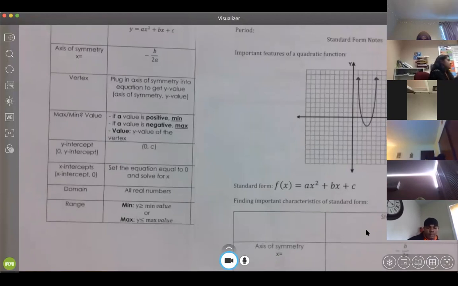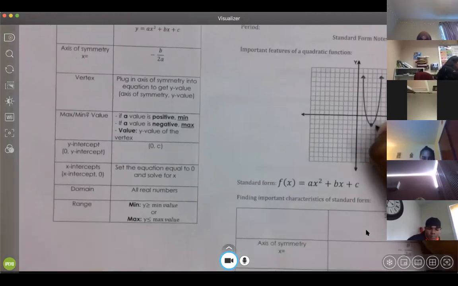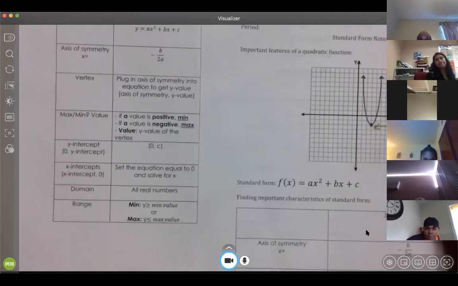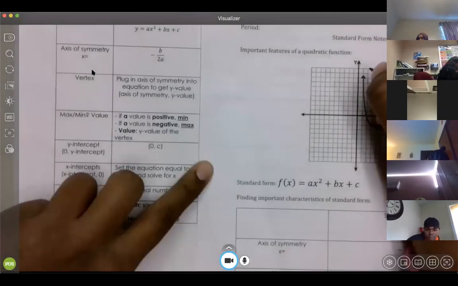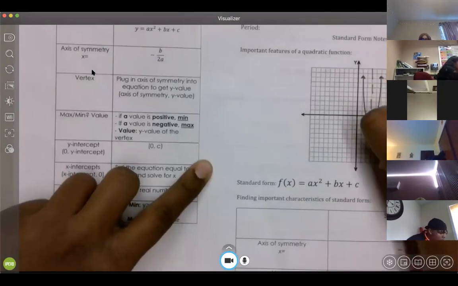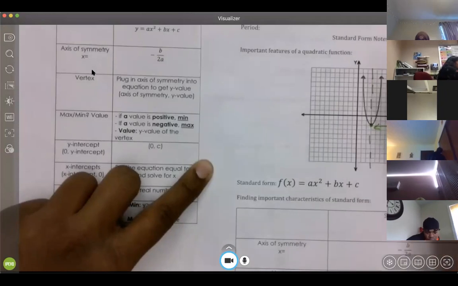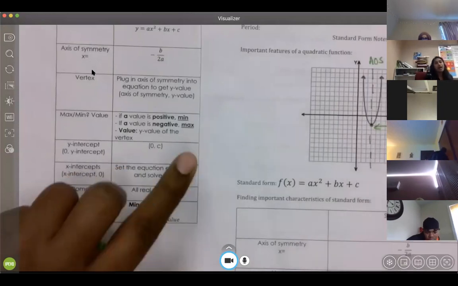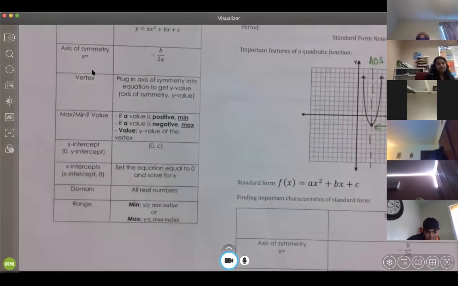All right, the important features of a quadratic function. We already talked about this point right here, which is called the vertex. We talked about that yesterday. But some other things that we're going to talk about today is the axis of symmetry, which is a straight line that goes straight through your vertex. I can abbreviate it as AOS, which is axis of symmetry.